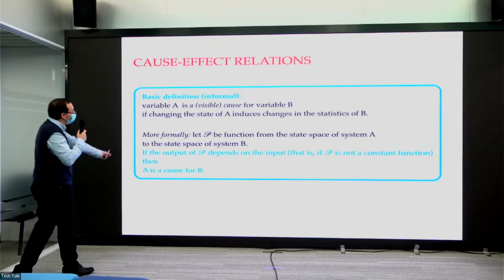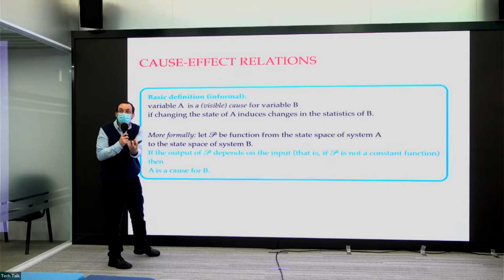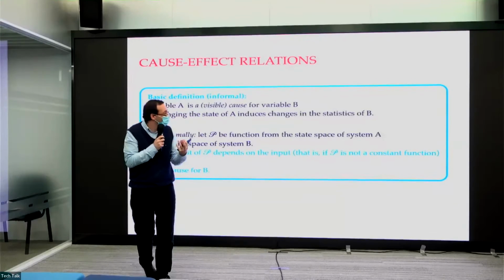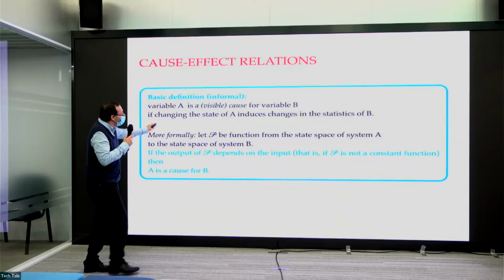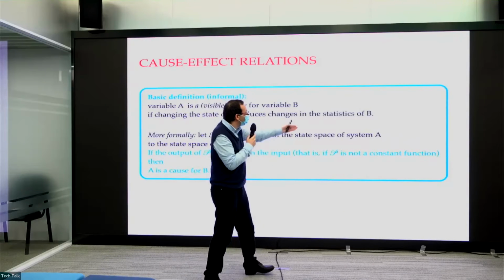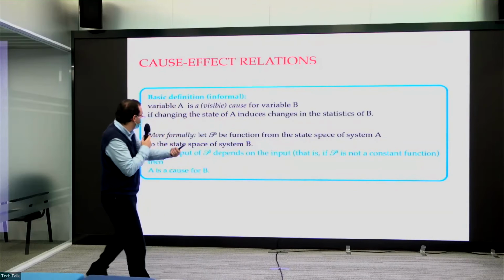All right. So the basics of how to define a cause-effect relationship in a general physical theory, like in quantum mechanics, would be this. You have a variable A, which could be the state of a quantum system. And we can say that this is a visible cause for the variable B if changing the state of A induces some change in the statistics of B. So A is like the knob that allows you to change B.